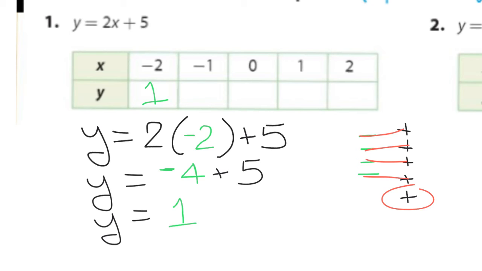Let me just get these out of the way so they're not bothering me, because they bother me. Okay. All right, so -1 times 2 is -2. -2 plus 5, 2 negatives, 5 positives. That will give me 3. Okay, 0. Put a 0 in here. 2 times 0 is still 0, plus 5 is 5. And now a 1. 2 times 1 is 2. 2 plus 5 will give you 7.